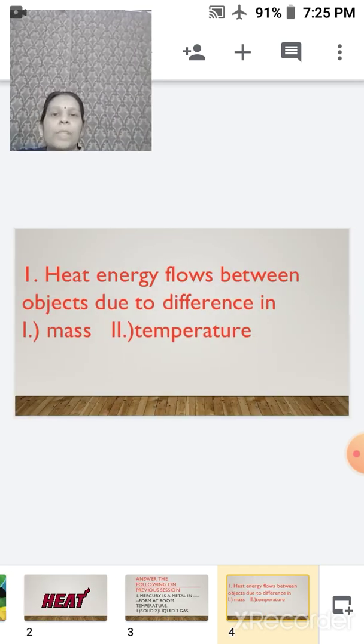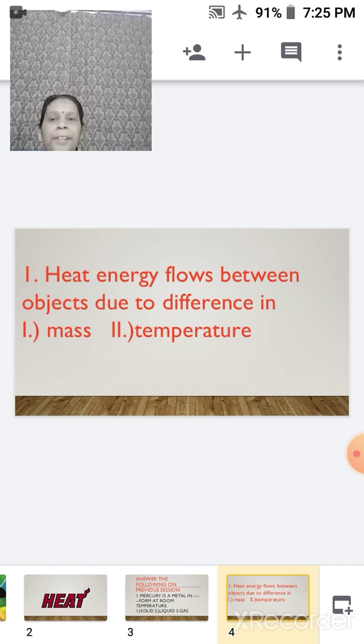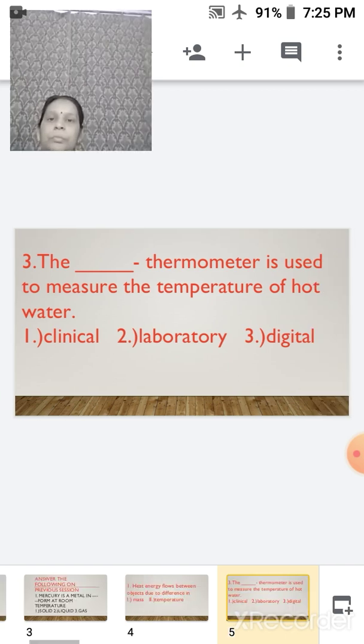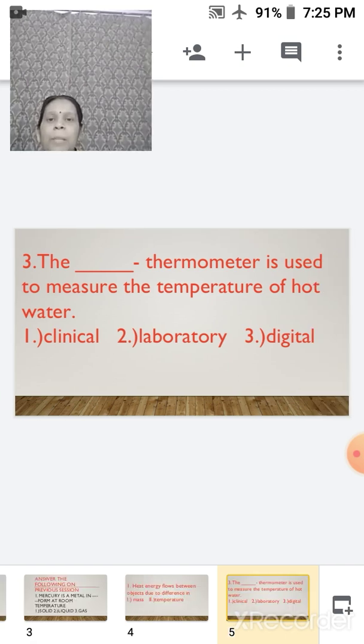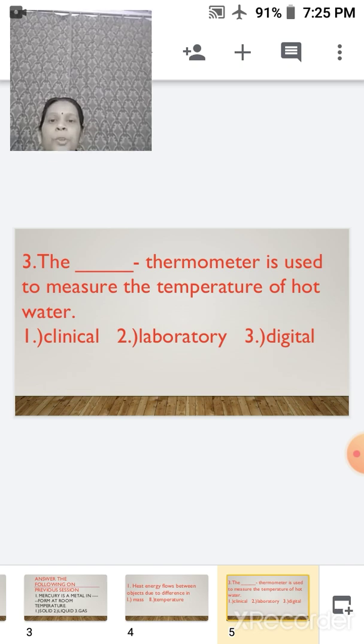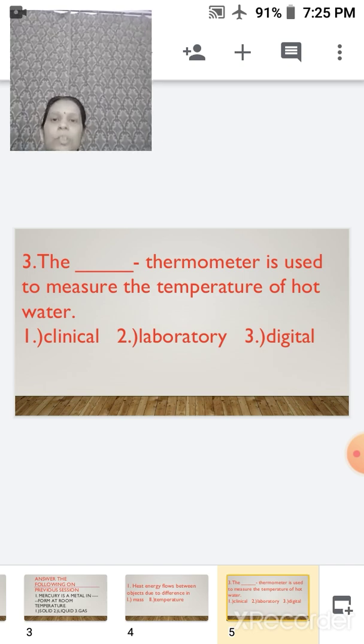Second one, heat energy flows between objects due to difference in mass or in temperature. So here again your answer is temperature. Third question, the dash thermometer is used to measure the temperature of hot water. Options are clinical, laboratory and digital. So here your answer is laboratory.